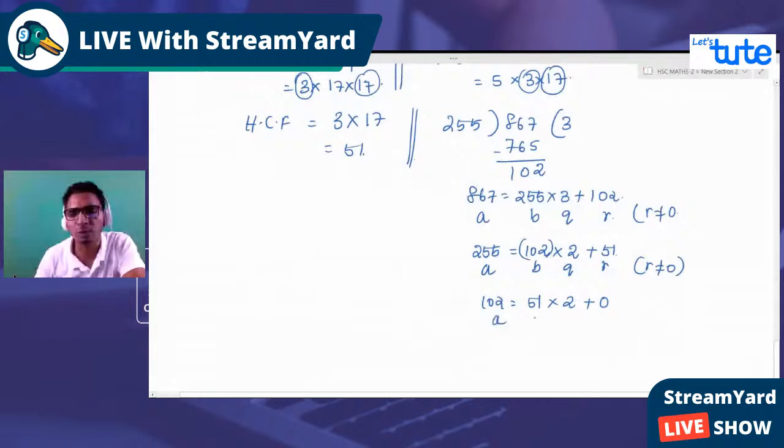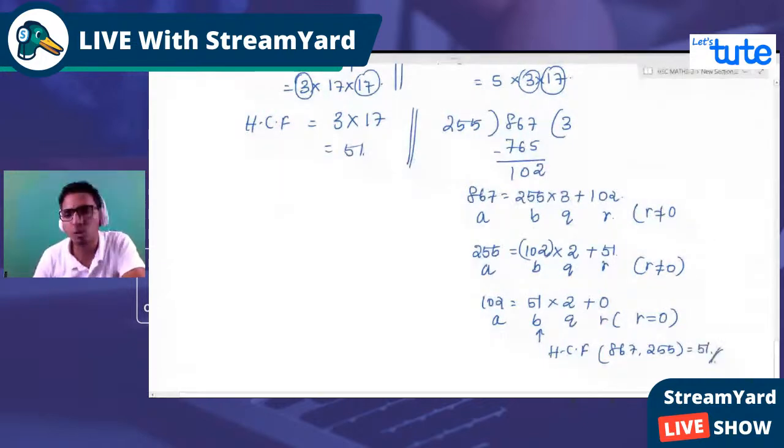We see that R is 0, so we consider this B as our HCF. So the HCF of 867 and 255 is 51. This is how we conclude that even by Euclid's lemma, we are able to find the HCF.